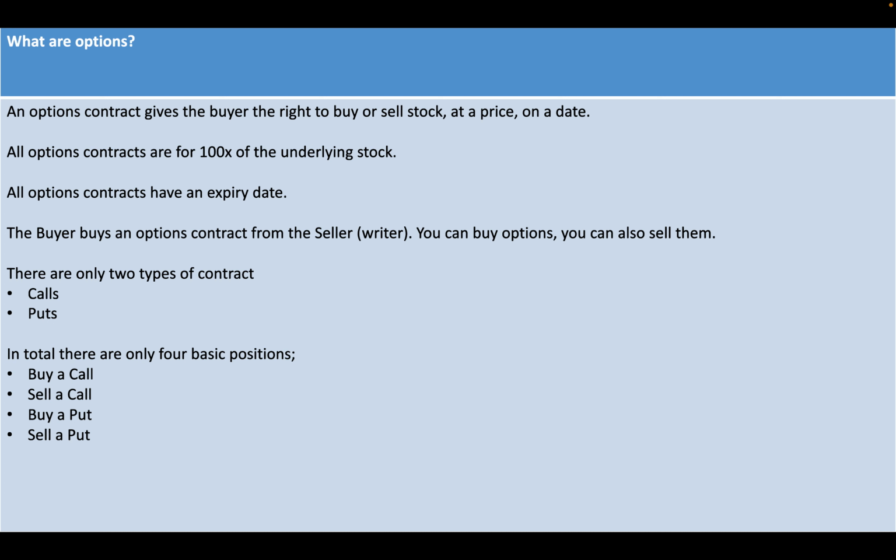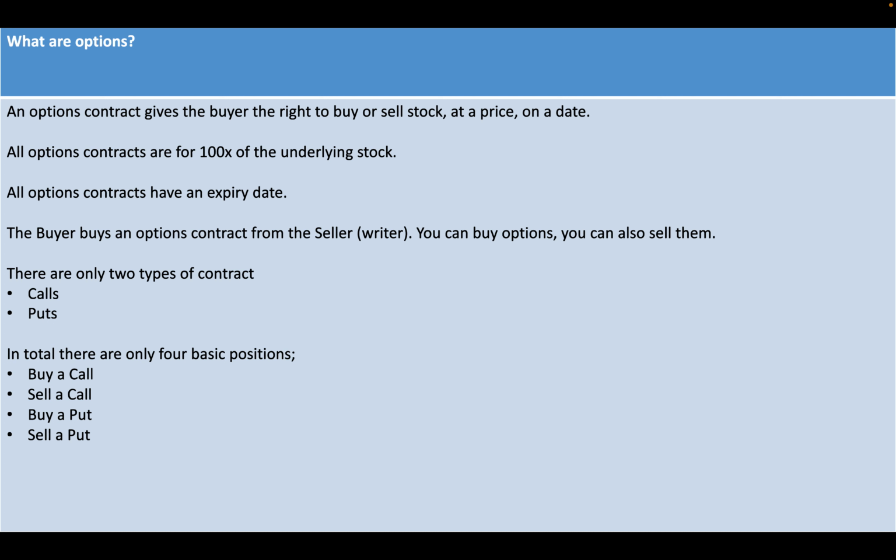Okay, so options contracts, there's two. There's calls and puts. You can buy calls and you can sell calls. You can buy puts and you can sell puts. Every option strategy is an extension of those two products and those four fundamental positions.